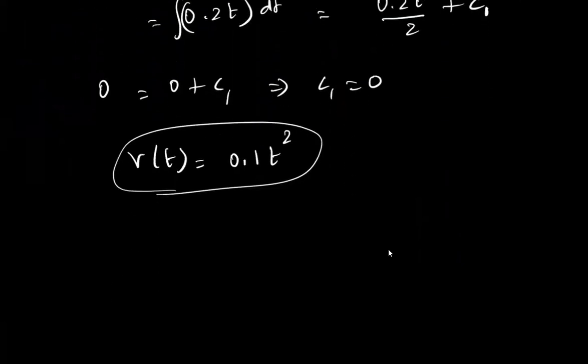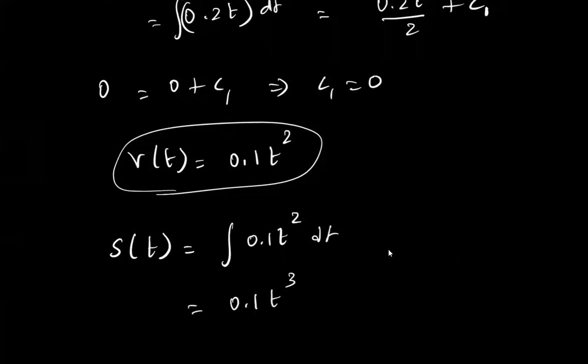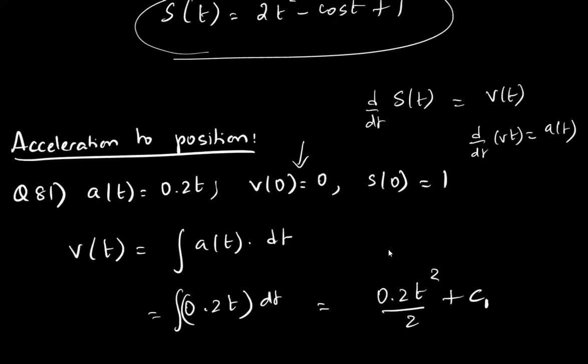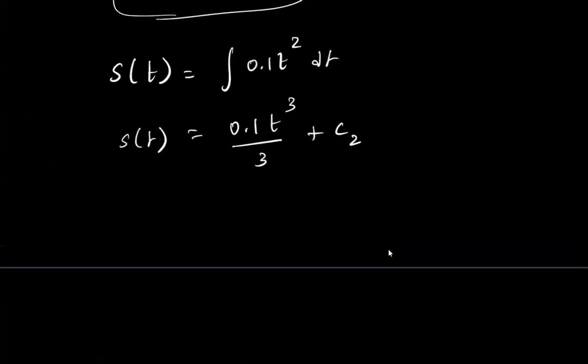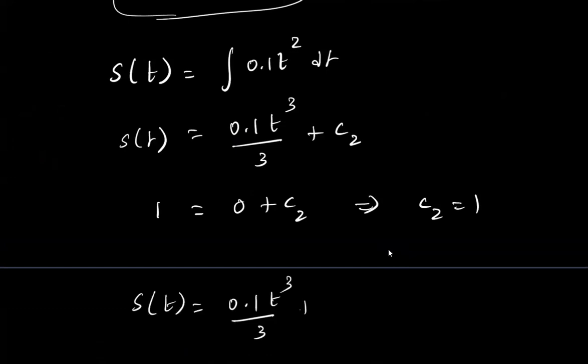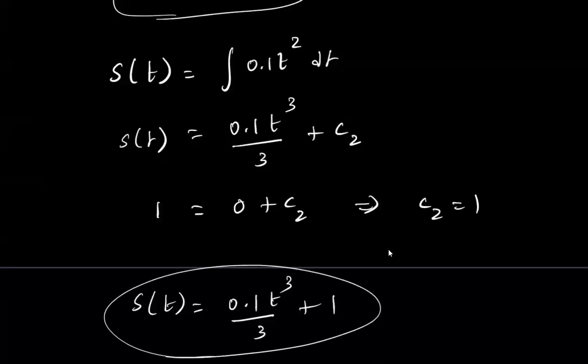Then I take the integral of velocity to get the position. So basically what I'm doing is I'm doing this, right? So then I had 0.1 t cubed over 3 plus the second constant. Then I take the second initial value given, s of 0 is 1. So that means 1 is equal to 0 plus c2, which means c2 is 1. So what is my position function then? It's 0.1 t cubed over 3 plus 1 is my position function.